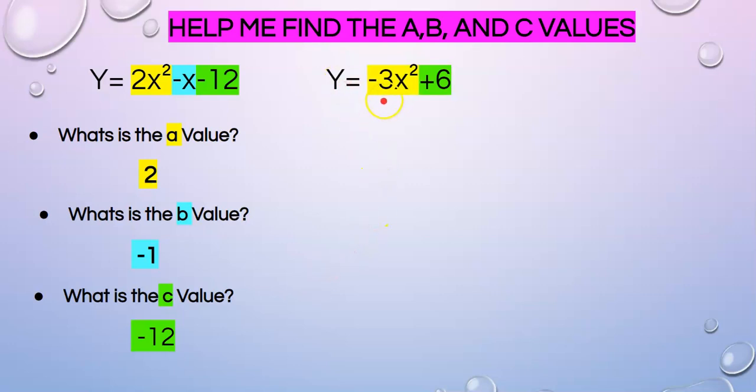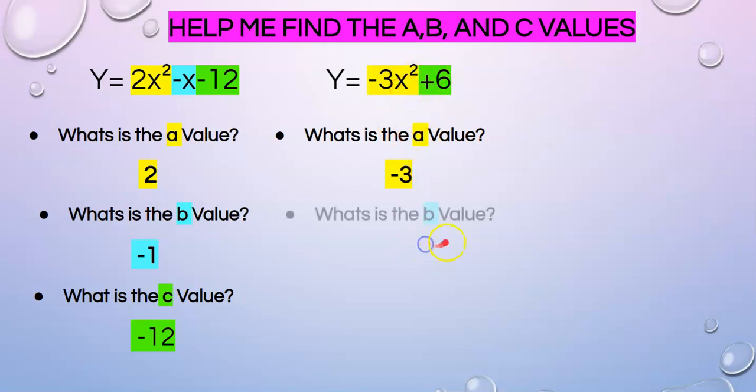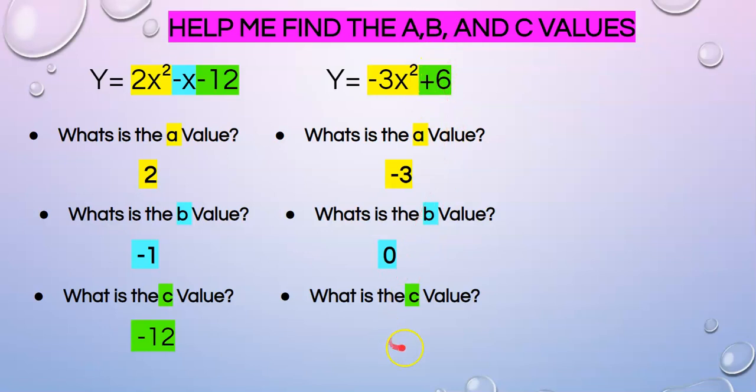So we have y equals negative 3x squared plus 6. Our a value would be negative 3. Now, what do you notice or what do you think about the b value? That's right. There's no b value there at all. So what do I put when I don't see a b value? 0. Right, because there's no b value. And the c value would be the positive 6.